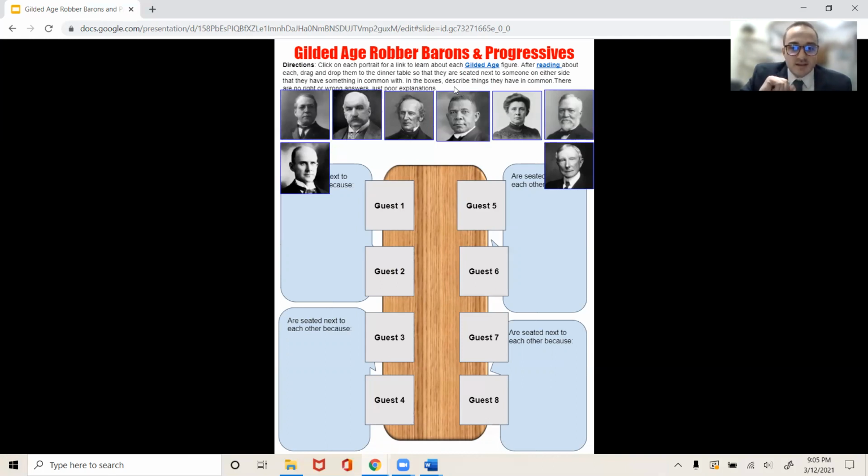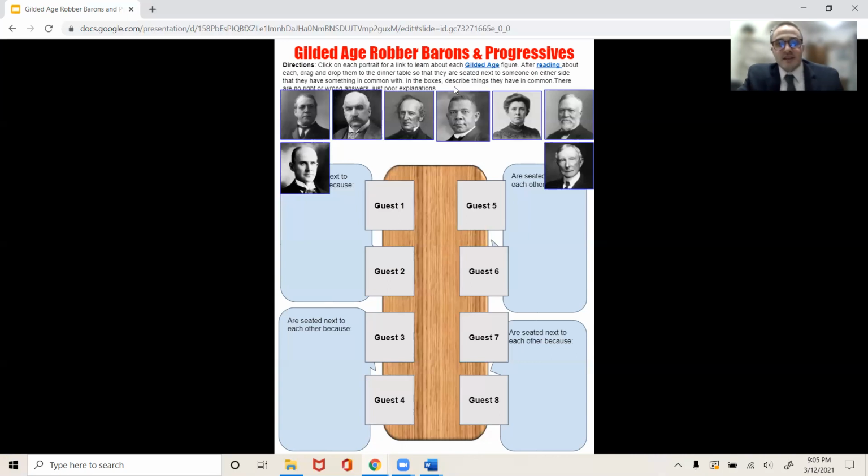So you're finding the similarities between these two opposing viewpoints, seeing what common ground there is. Maybe you can list it in bullet points, or put it in paragraph form, that's up to you. Just make sure you convey that they're seated next to each other because of something in common, or some kind of discussion they could have while sitting next to each other.